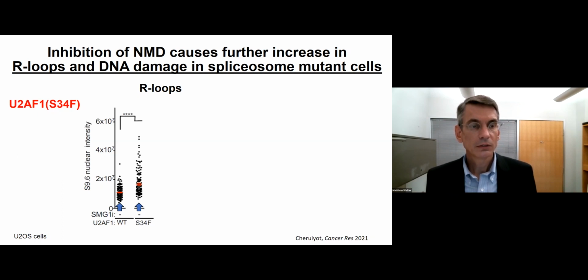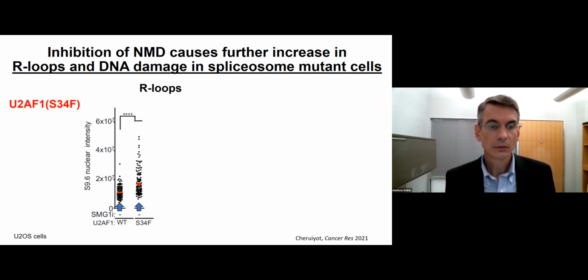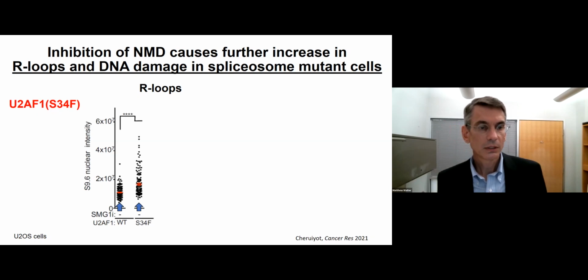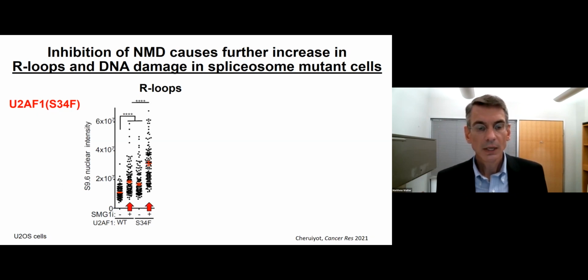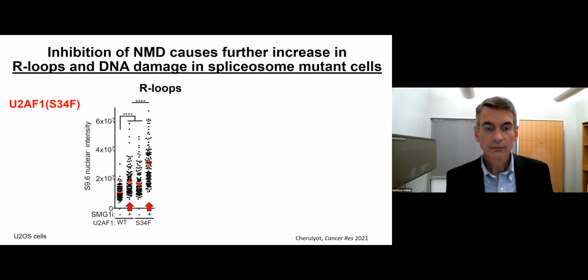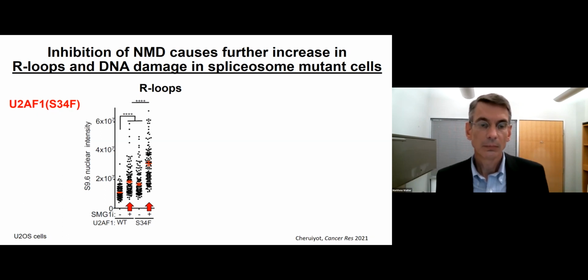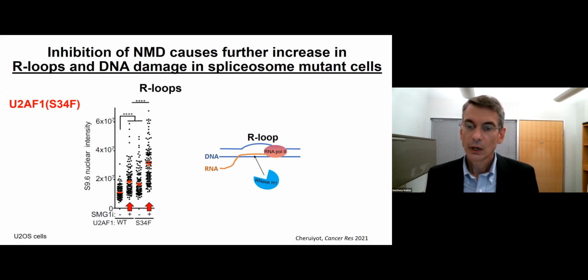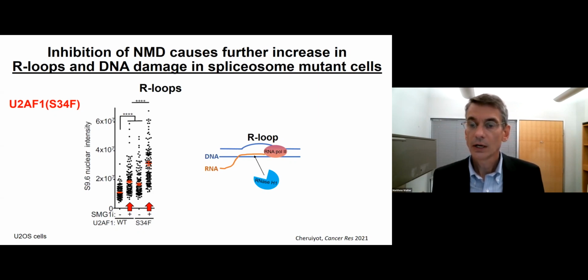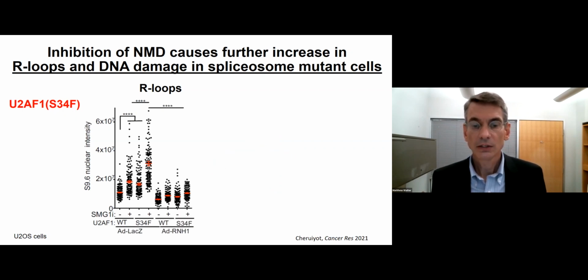So in U2AF1 S34F expressing cells, you can see that the S9.6 intensity is increased, indicating R loop induction, shown here, and has been previously published. But now when we add the SMG1 inhibitor, you can see a further increase in R loop presence. Now, R loops are normally cleared and degraded through RNase H1. And so treating these cells with RNase H1 completely removes the presence of these R loops here, again showing that what we're measuring is R loops.